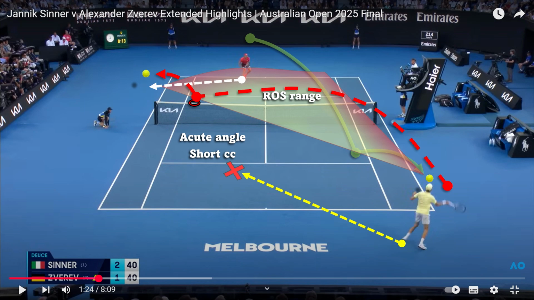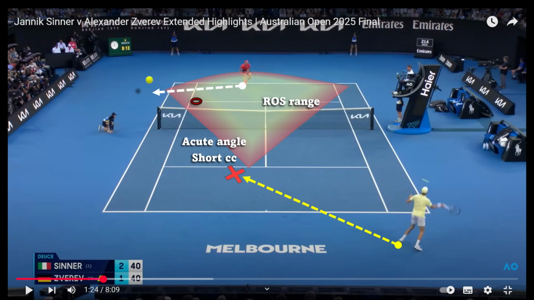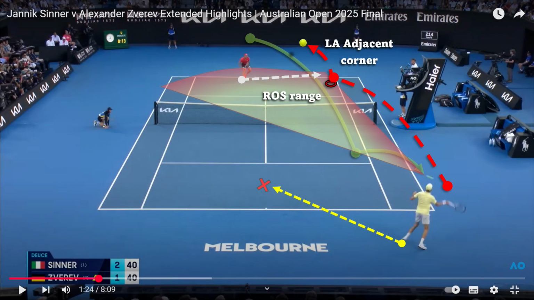The benefits? The ball travels over the lowest part of the net. You are drawing the server across and off the court, and presenting the opportunity to finish with a volley to the ad side. The late angle adjacent corner return is a popular choice against an out-wide flat serve. It's a tough shot to time, but if done correctly, it can put a lot of pressure on Zverev.